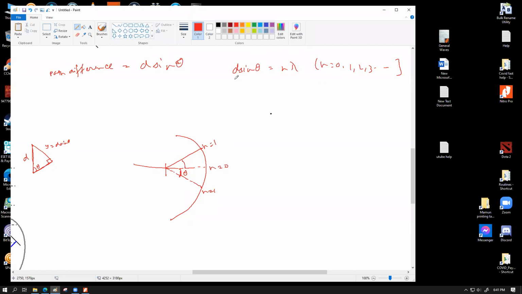In your syllabus, for some reason, only this formula is there. Whereas in my opinion, which I always prefer to teach, if we know that this is the expression for the bright fringes, can you please guess what should be the expression for the dark fringes? What should I write over here?